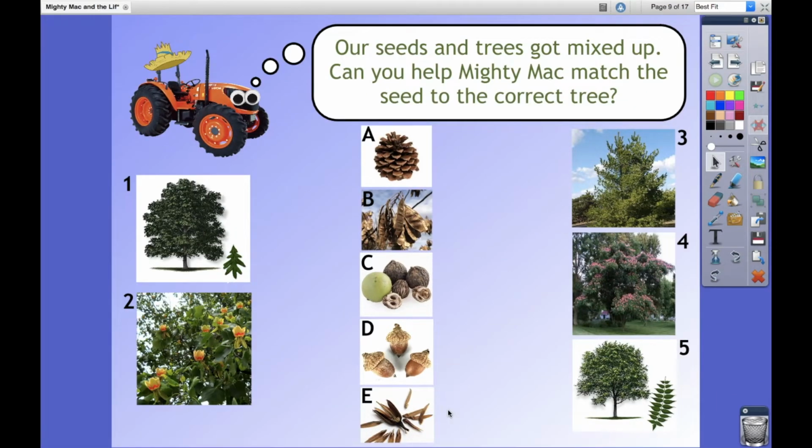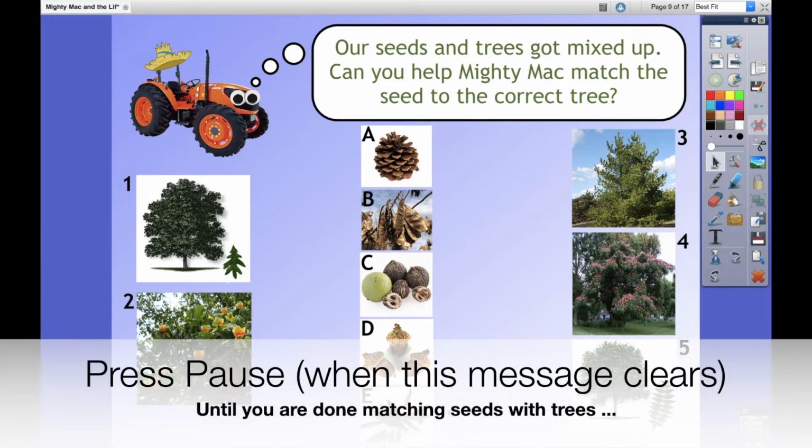I hope that you're ready for a tough challenge. If you don't have a Farmer Nick nearby like I do for a resource, ask a parent for help or permission to go online and do a little research. Then, get out a piece of paper and see if you can match the seeds, the letters, with the correct tree by number.